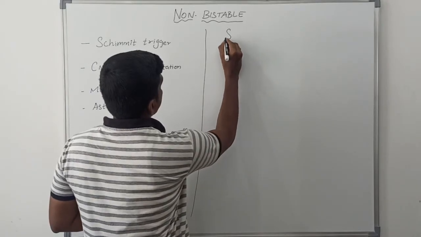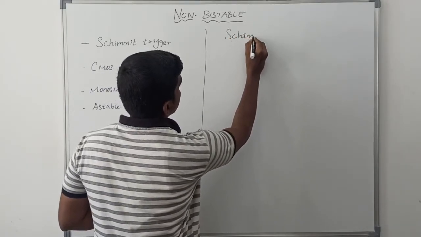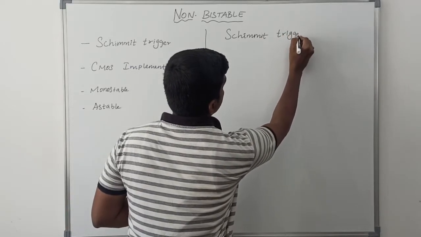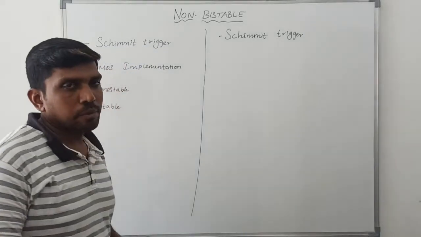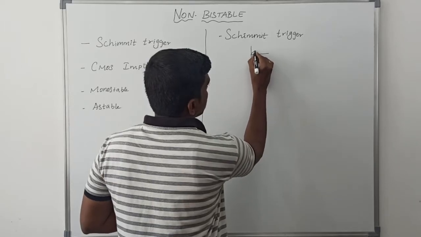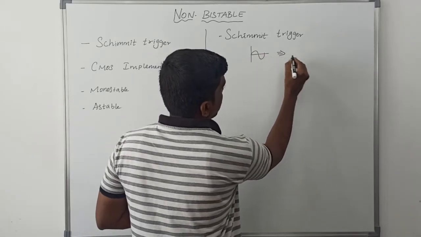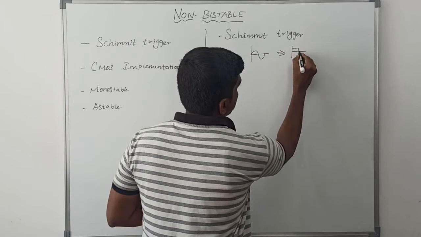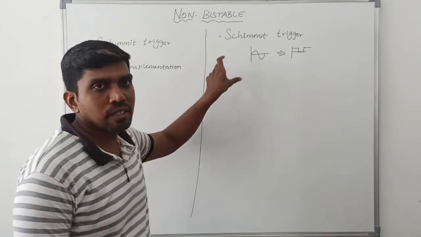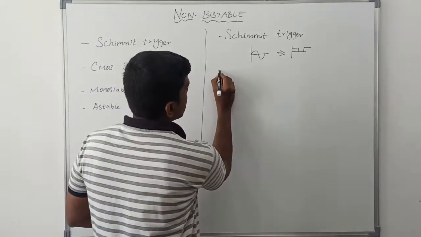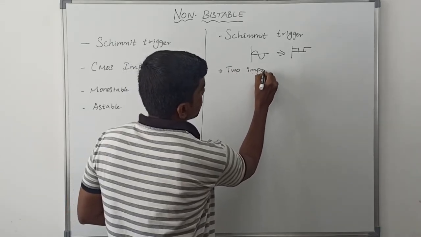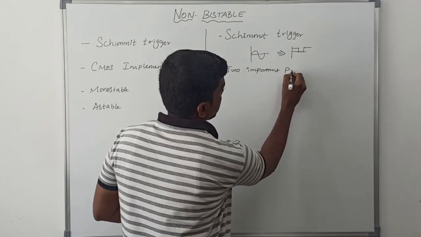So first one, the Schmitt trigger. What is a Schmitt trigger? It changes a sine waveform into a square waveform, so it's called a Schmitt trigger. It is a device, and this device operates with two important properties.